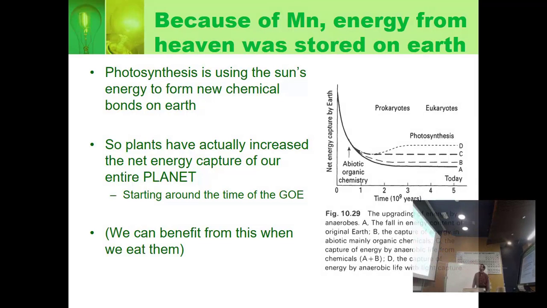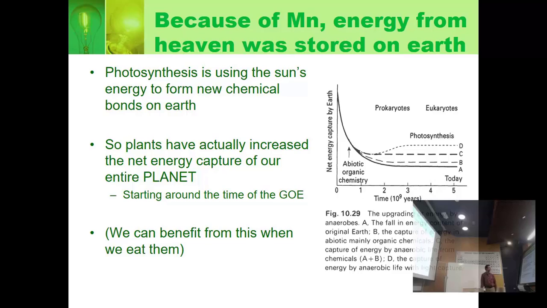And the sun's output is in joules. So we can think about this like physical chemists, and we can look at the different things. Photosynthesis is basically using this energy to make bonds. Synthesis is synthesizing new chemical bonds. And you can look at plants, and you can say that plants have increased the net joules that have been captured by our planet. Here's a very crude time scale, 10 to the 9th years, right?